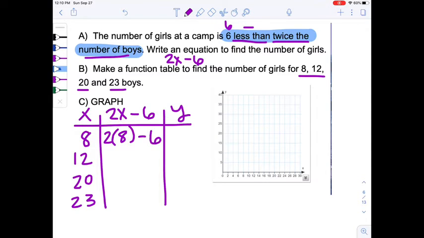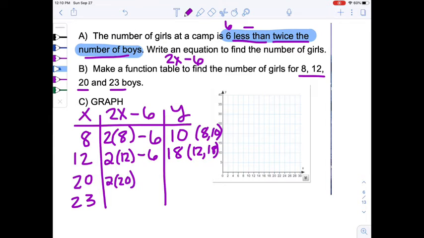So I have 2 times 8 minus 6. 2 times 8 is 16 minus 6 is 10. So my ordered pair for that one would be 8 comma 10. Because remember, it's always x, then y. So when there's 8 boys, there's 10 girls. Then when I find 12, I plug in 12 for x. 2 times 12 is 24. Minus 6 is 18. So when there's 12 boys, there's 18 girls.